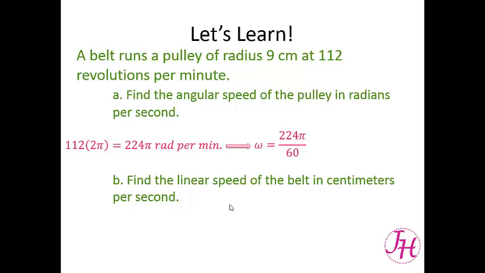So then we can take that and put it into our angular speed formula, where we have omega equals, and then we put our arc length, which is 224 pi, over our time, which is 60 seconds, because we knew that it was rotating 112 revolutions per minute, but we want our answer in seconds, so we just multiply that minute by 60 to get 60 seconds, and then we just simplify the fraction. And we get 56 pi over 15 radians per second. That is how quickly the angle is moving.